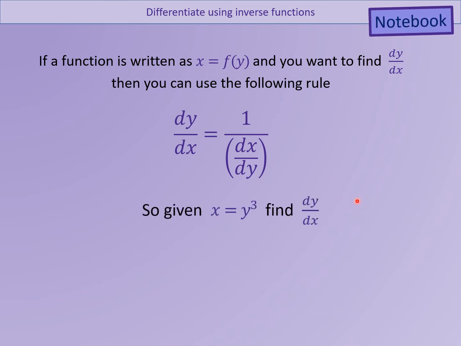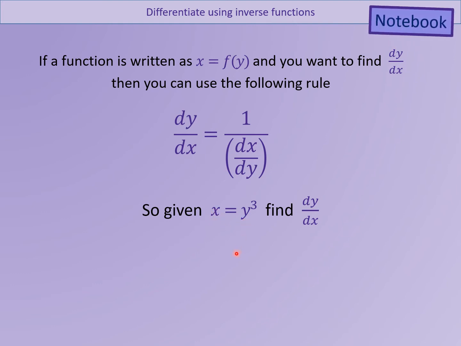Right, so why does that help me? Let's look back at that previous example. If I'm given x equals y cubed and I want to find dy over dx, rather than making y the subject, rather than making it y equals some function of x, I can keep it in this form. And the first thing I'm going to do, instead of working out dy over dx, is work out dx over dy.